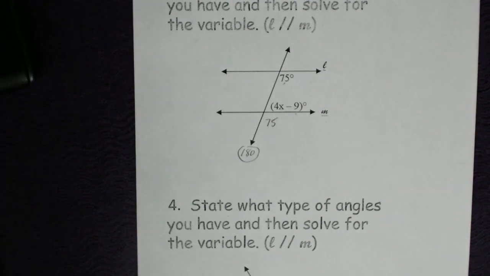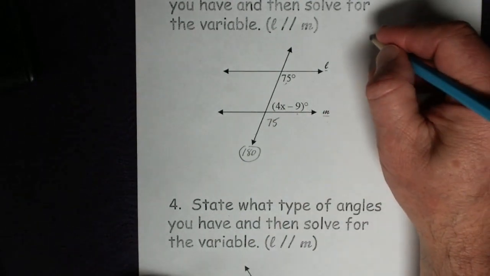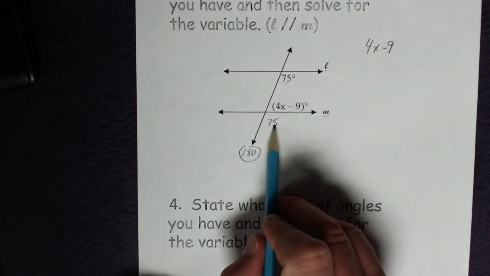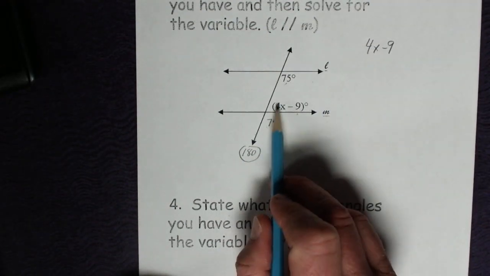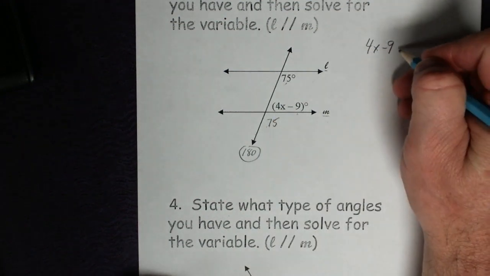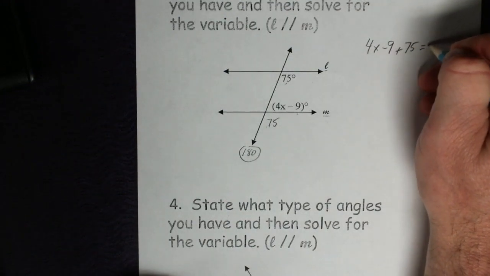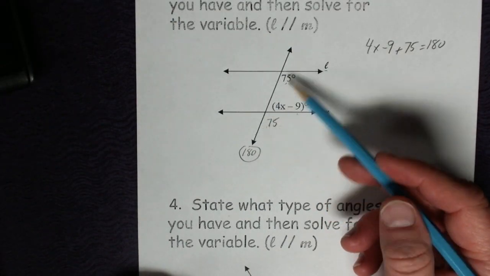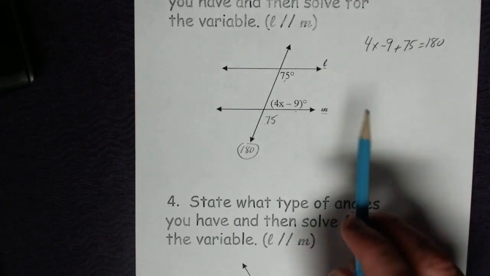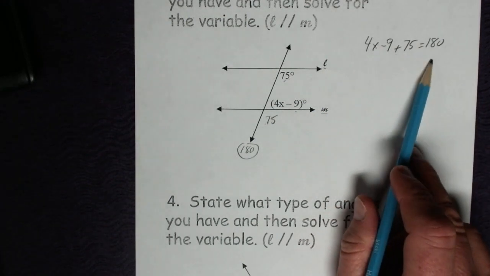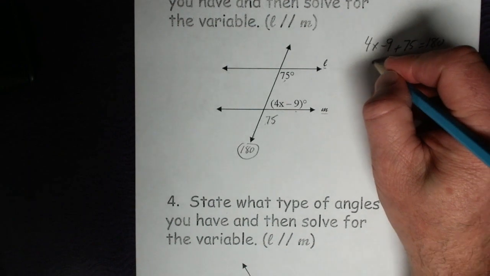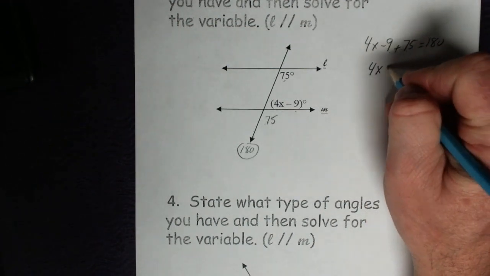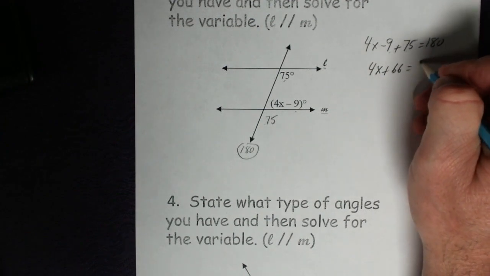So how am I going to do it? I'm going to take the 4x minus 9. We're not going to set it equal to each other because that 75 is here. These two angles aren't equal. But I'm going to take both of them and set them equal to 180. Why 180? Here's your straight line again. Even though it's slanted upward, it's still straight. So I took both expressions, set them equal to 180. So let's combine our terms. 75 minus 9 is positive 66.